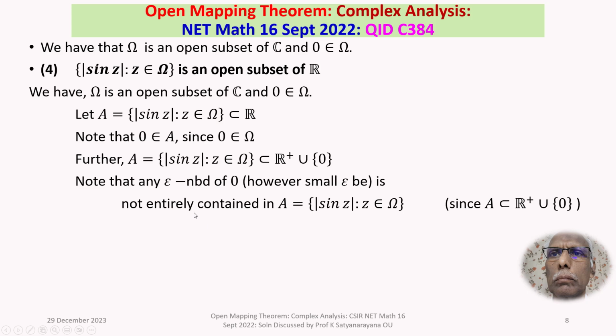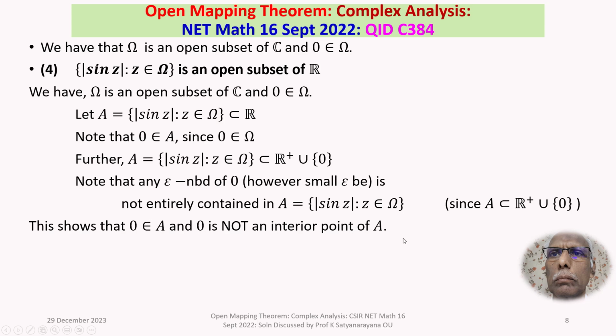So therefore, note that any epsilon neighborhood of 0, however small epsilon be, is not entirely contained in A, because A is contained in R plus union 0. So this says 0 belongs to A, but 0 is not an interior point of A. If 0 is not an interior point of A, then it's not an open set.